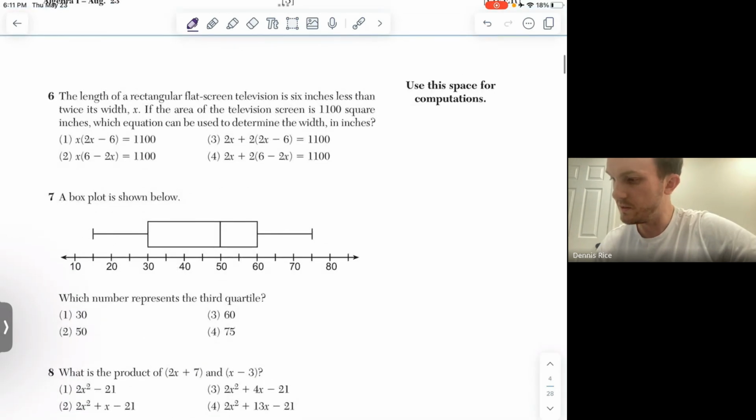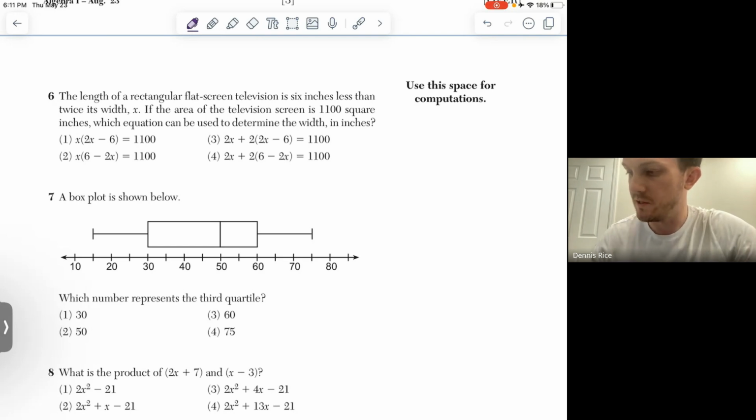Okay, number 6, area of a TV. The length is 6 inches less than twice the width. So this question just amounts to, can you translate? We've seen a lot of problems like this. 6 less than twice the width. So if the width is x, how would you represent 6 less than twice it?